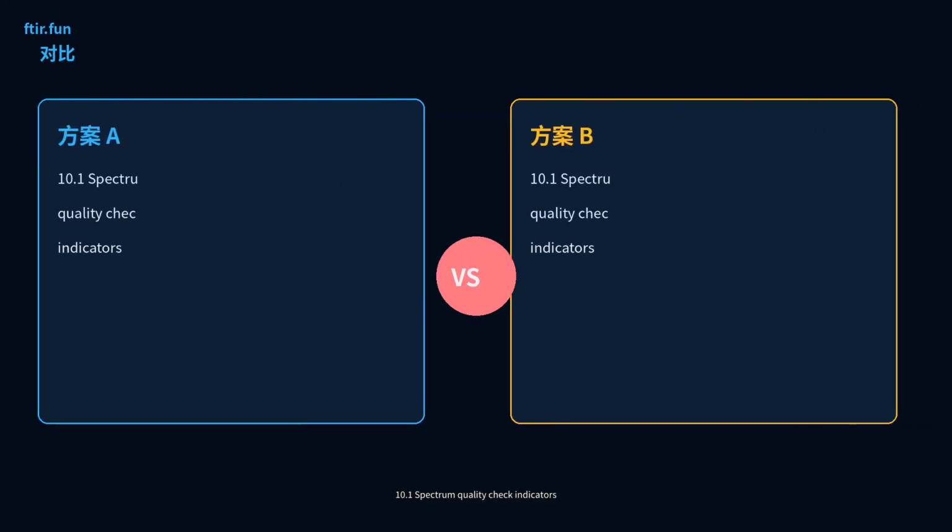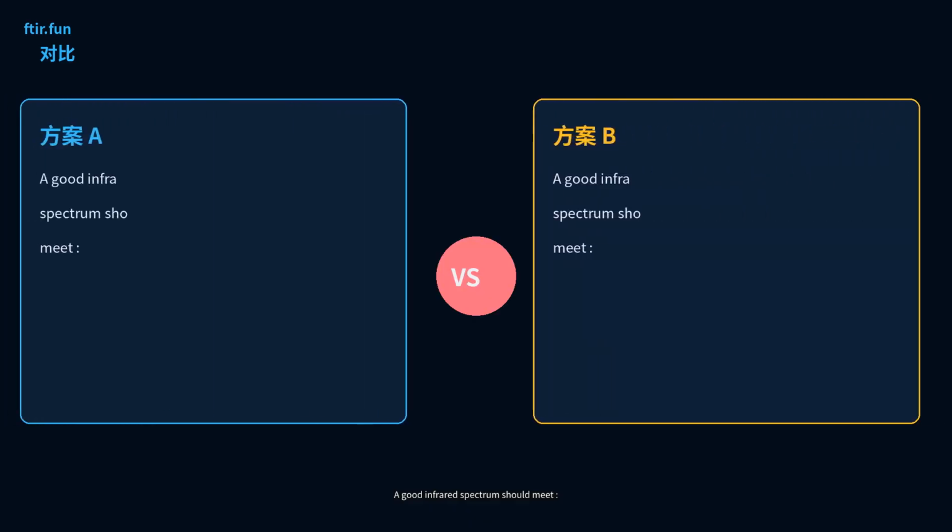Next, objective evaluation of sample preparation quality. 10.1 Spectrum quality check indicators. A good infrared spectrum should meet the following criteria.